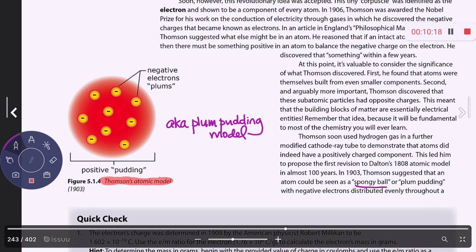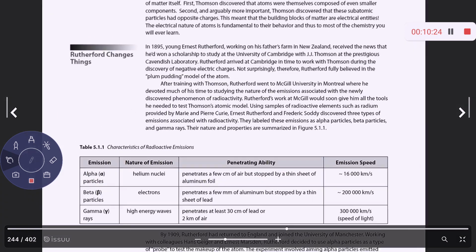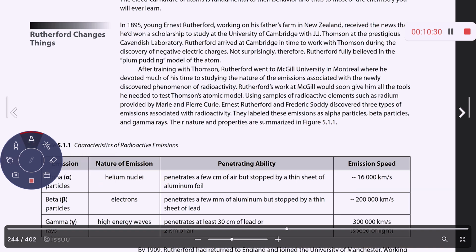J.J. Thomson had Ernest Rutherford working in his lab. So let's talk about Ernest Rutherford a little bit before I talk about Rutherford's famous gold foil experiment. Ernest Rutherford won a scholarship to study at Cambridge with J.J. Thomson. And Rutherford fully believed in the plum pudding model. Rutherford left Thomson's lab to study at McGill in Canada. While he was at McGill, he used samples of radioactive elements provided by Marie and Pierre Curie. Have you guys ever been to Paris and been to their coffins?